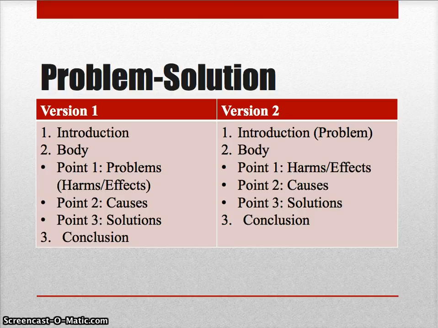Okay? However, in point 1, you still need to talk about the harms or the effects of the problem, because you need to establish why this is such a bad thing. We want to believe that the problem actually exists. We want to know why it hurts us or it hurts others. Your second point, then, you're going to talk about those causes. Why is the problem happening? And the third point, you're going to talk about solutions. So that's version 1.